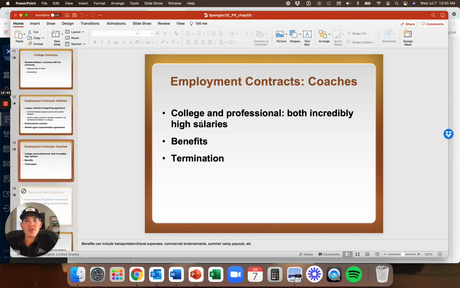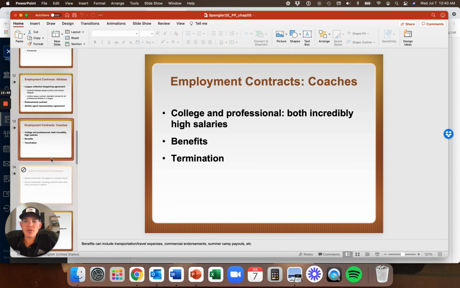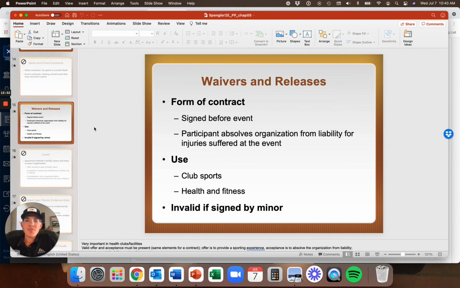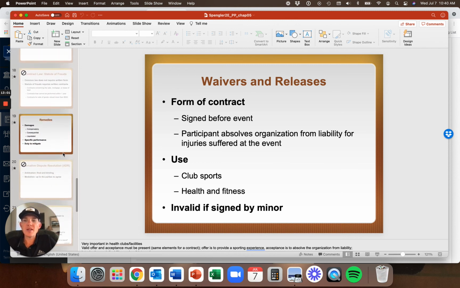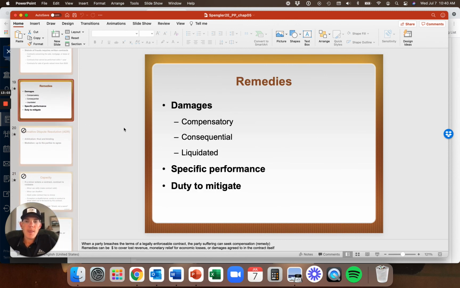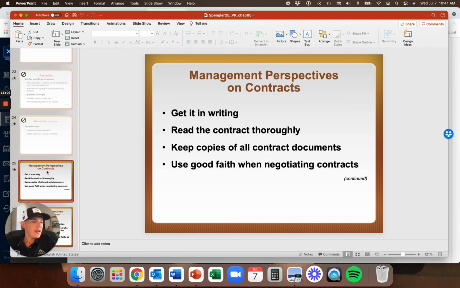And of course, for coaches, college and professional, the salaries, benefits, and termination, those contracts are all written up as well. Again, going back to waivers and releases, like I talked about earlier, you always have to have a contract that's signed. Students sign these, coaches sign these. Remedies for damages, specific performance, duty to mitigate, and so forth. And then the last things to highlight in this chapter to pay attention to is how we manage our contracts. Obviously, the big thing is get everything in writing, read the contract thoroughly, keep copies of your contracts.